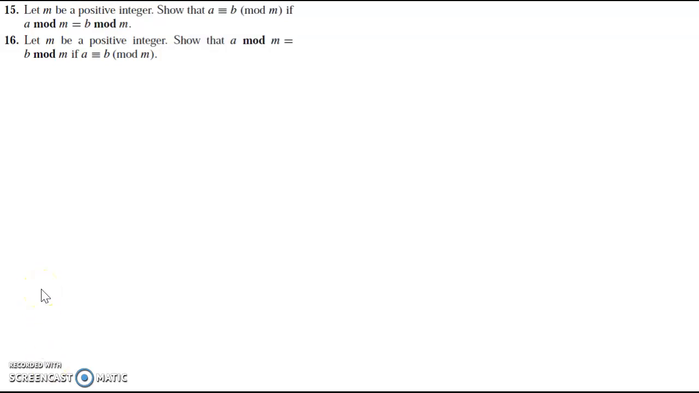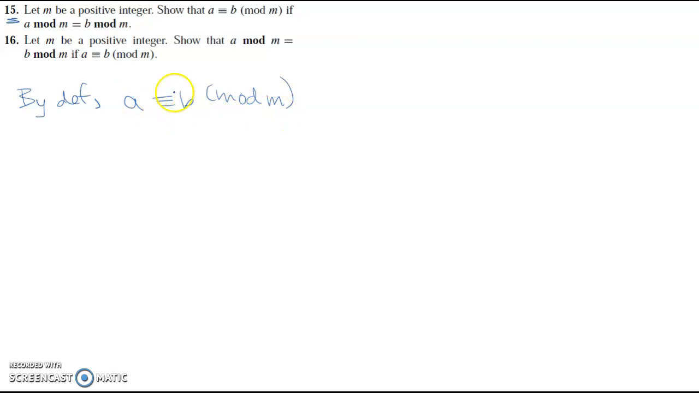Okay, so the next set of problems are 15 and 16. I'll go ahead and do 15, and you can do it again, or if you have already, you can do it again as you do the homework, because these are good proving problems. Okay, so 15 is, by definition, we have that A is congruent to B mod M.